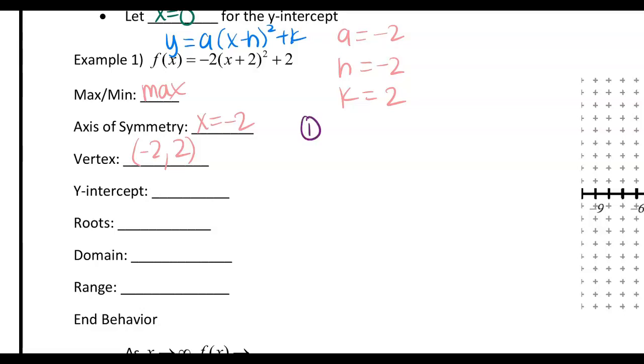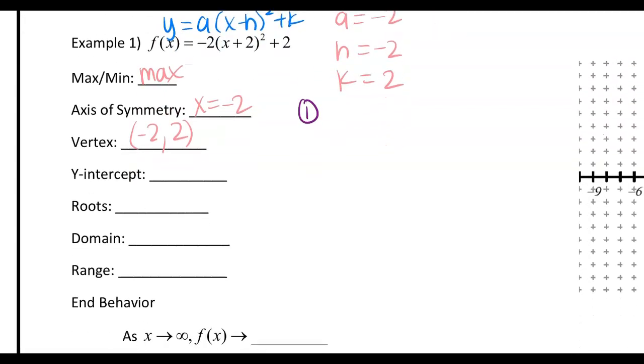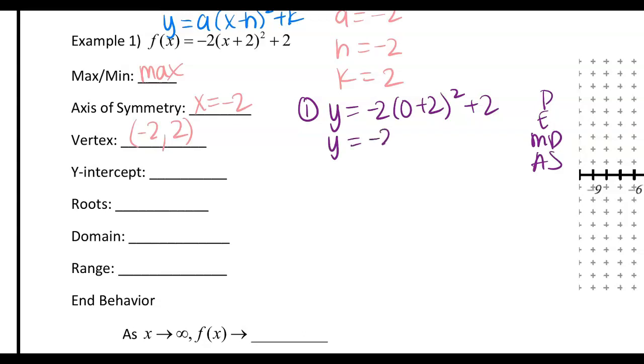So we talked about this last class. We talked about it earlier. To find your y-intercept, and we even wrote it up here, plug in 0 for x and you're going to solve. So y is going to equal -2 times (0 plus 2) squared plus 2. Definitely use PEMDAS. Please use order of operations. Andrea, inside the parentheses, what are you going to do? What's 0 plus 2?